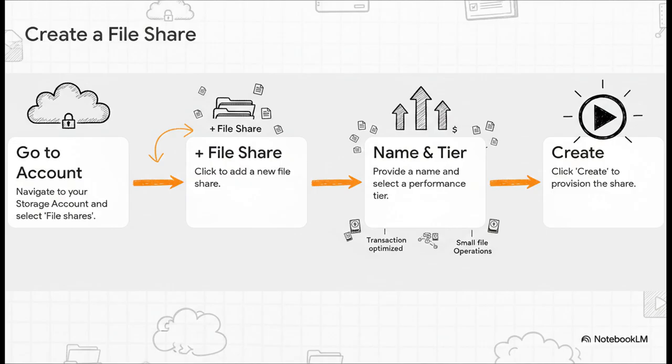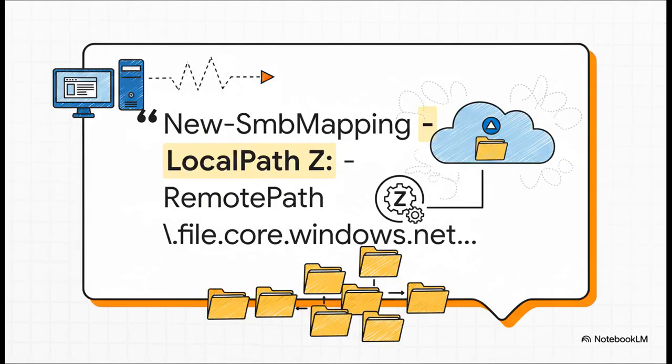Now, the tiers here are a little different. You'll see things like transaction optimized, which is perfect for when you're doing a lot of tiny read and write operations, like, say, during a big data migration. Okay, so you've created the share in the cloud, but how do your users actually use it? This right here is the magic trick. Azure literally hands you a simple PowerShell command. You just copy it, run it on a user's Windows computer, and bam, the cloud file share instantly appears as a network drive, like the Z drive.